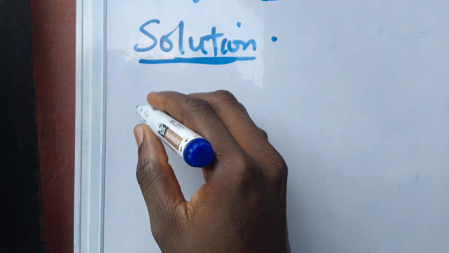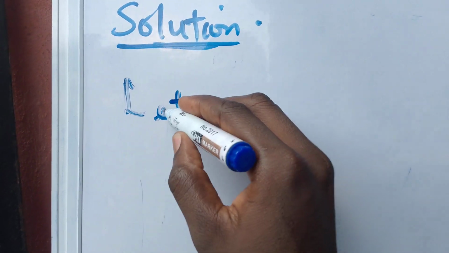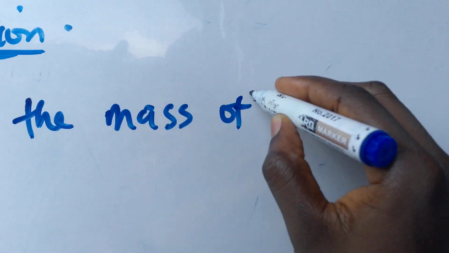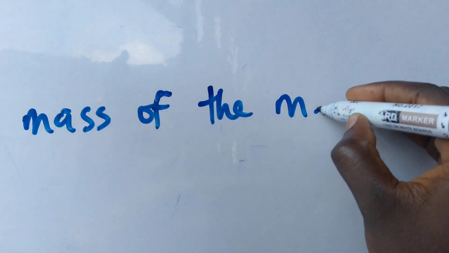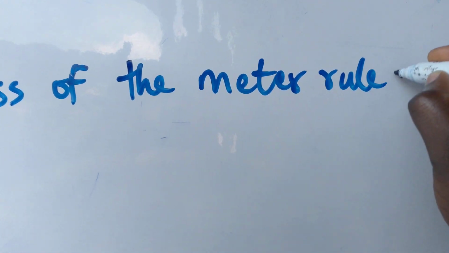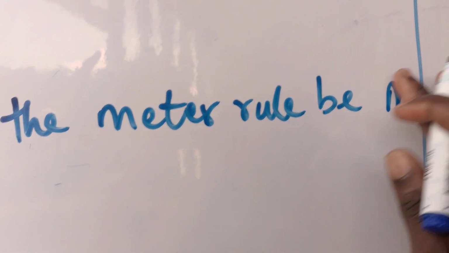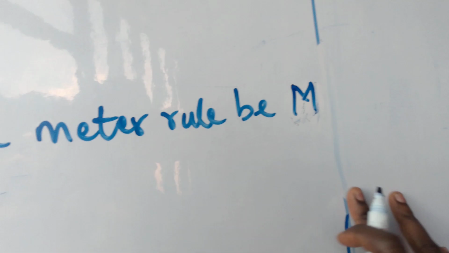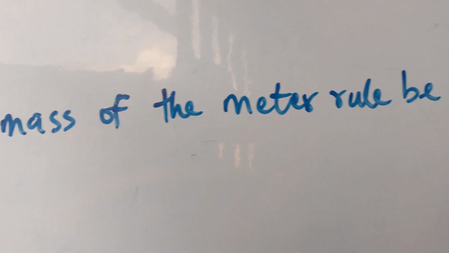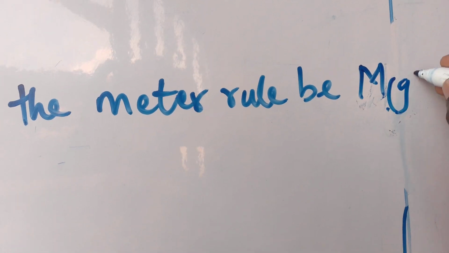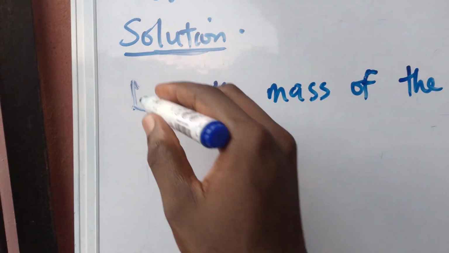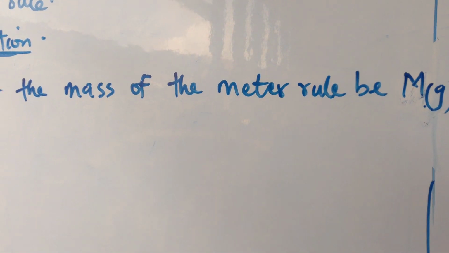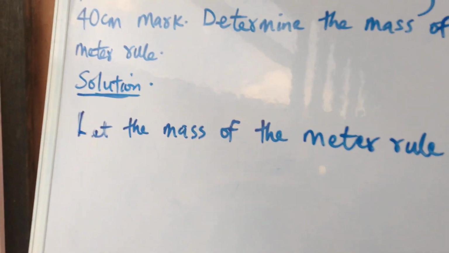Now you can say let the mass of the meter rule be M. You can use capital M to represent that. Alright, and the mass is measured in grams. So the mass of the meter rule is M measured in grams. Then we'll draw the meter rule. Now the total length of a meter rule is 100 cm. Take note of that.